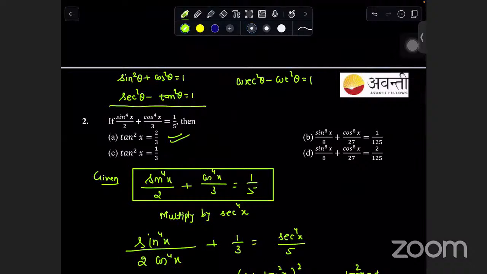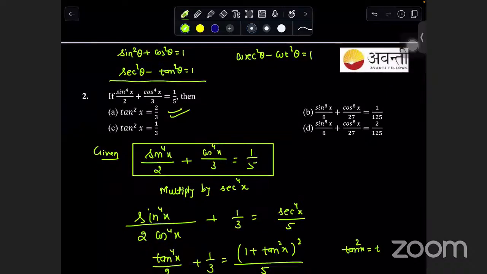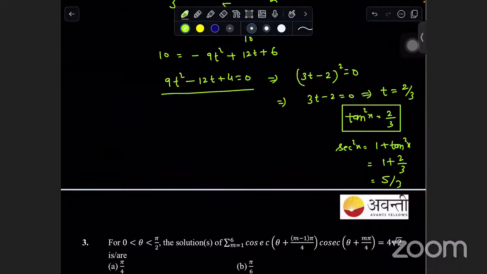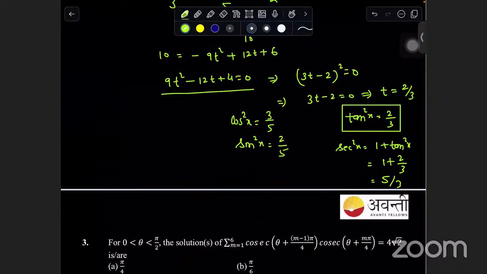Now they are asking for another thing: sine to the power 8x upon 8 plus cos to the power 8x upon 27 is what? Now see, you got tan square x is 2 by 3. So secant square x is 1 plus tan square x, that is 1 plus 2 by 3, so it will be 5 by 3. This is your secant square x. So from there I get cos square x as 3 by 5. So definitely sine square x will be 2 by 5, so that sine square plus cos square goes 1.